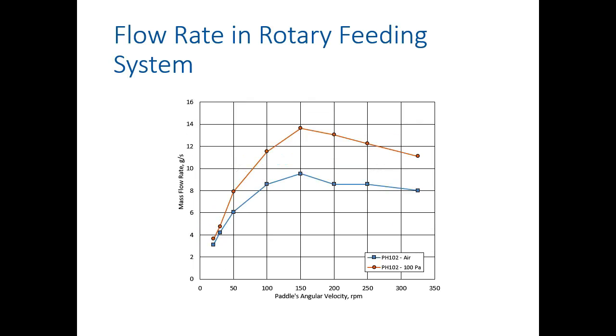We also did some experiments under differential pressure, and we can see that by applying only 100 Pascal of differential pressure across the powder, the mass flow rate discharge can be increased significantly.